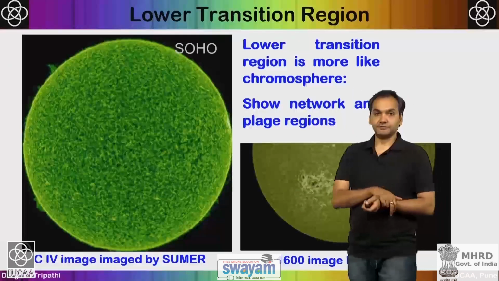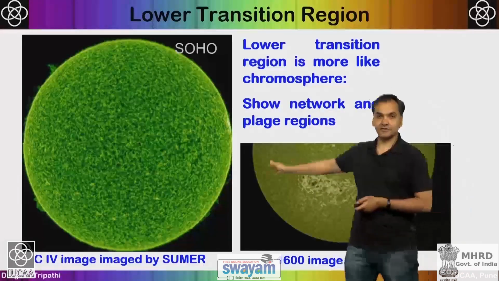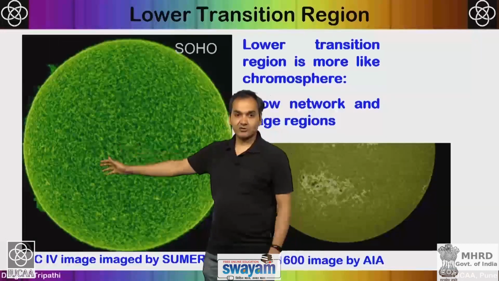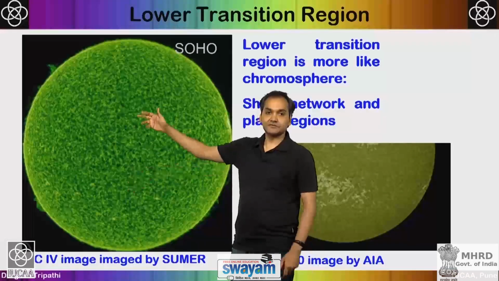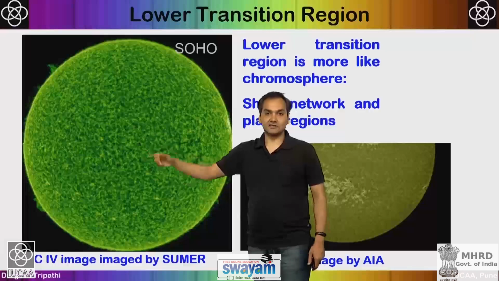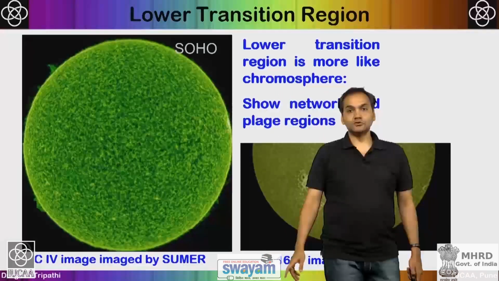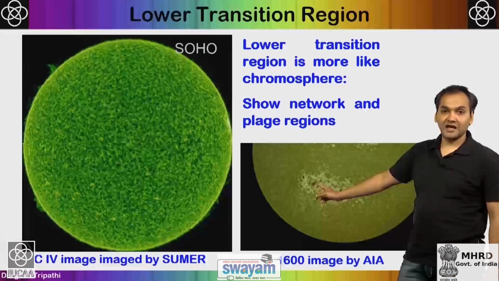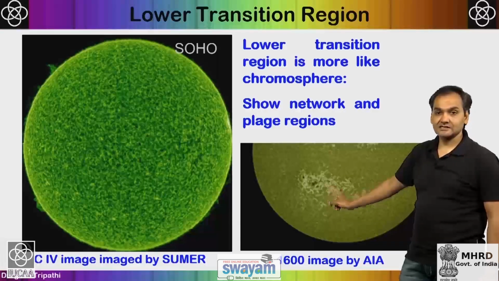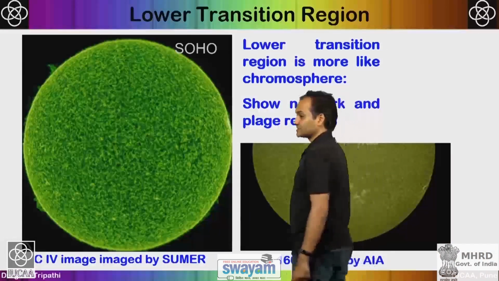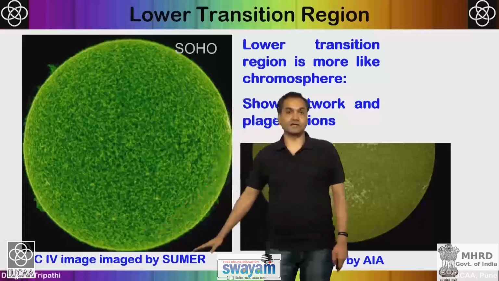So, if you see, on the left here is an image taken in carbon 4. So, more like chromosphere. What you see are all these network and internetwork regions. You also see here the plages and the sunspot regions which are retained. So, these are lower transition region, and they appear more like chromosphere.